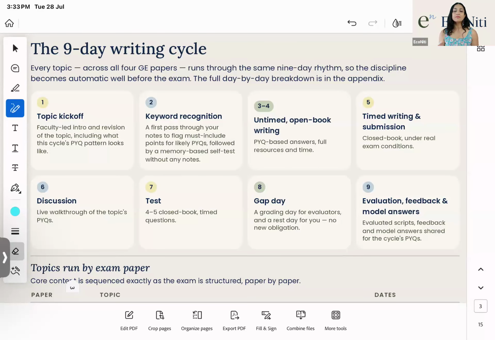Now, this entire program is basically designed around 9-day cycles. In those 9 days, we are going to pick a topic and we're going to follow the same routine for all those topics. So basically, there are going to be 4 pillars as we discussed in the last video. The first pillar of this entire program is going to be the self-assessment form. Self-assessment where you will start and you're going to come back to the self-assessment every month or so.